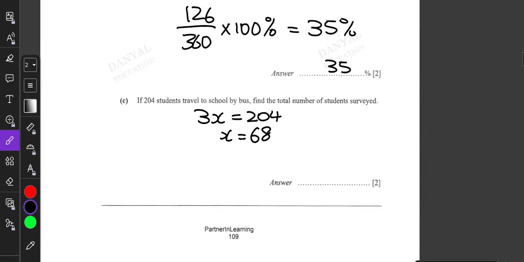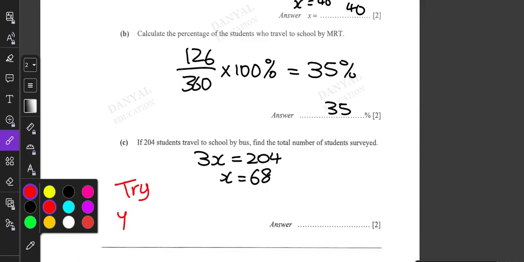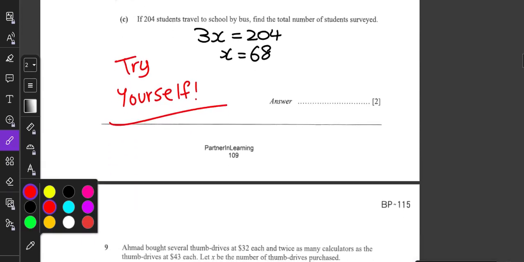Okay, then from here you will need to try yourself. It's not that I do not know, it's that you will need to practice by yourself. I actually know the answer, but I'm not giving you all the answer.